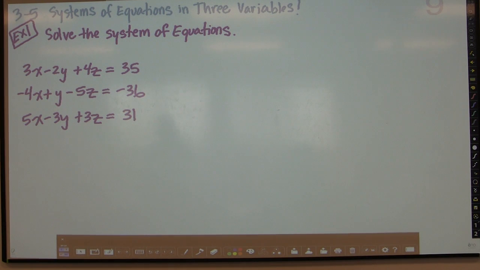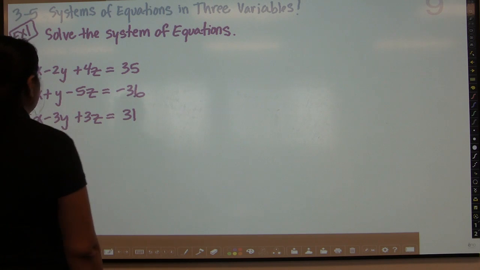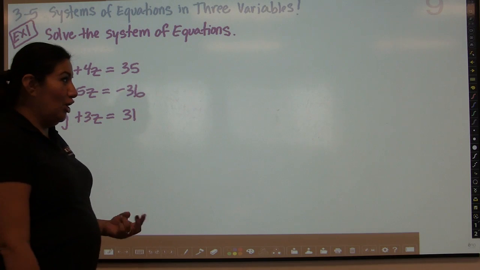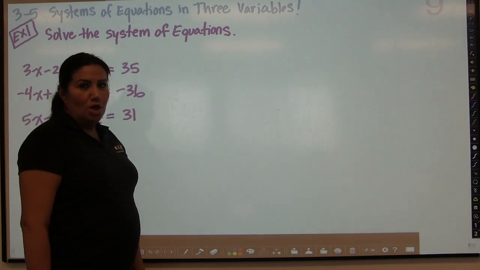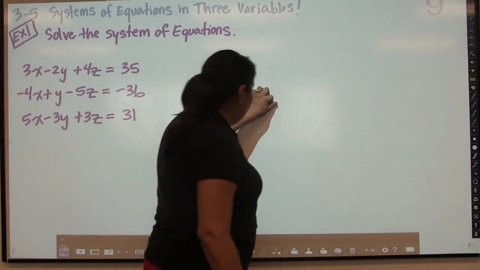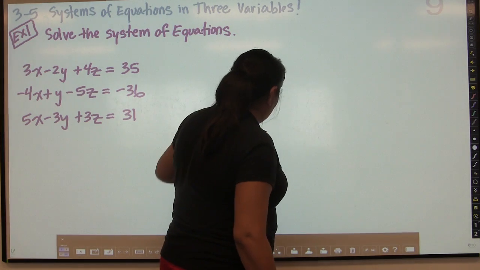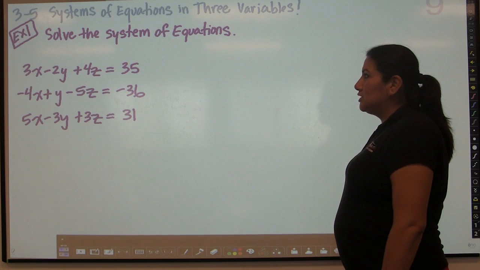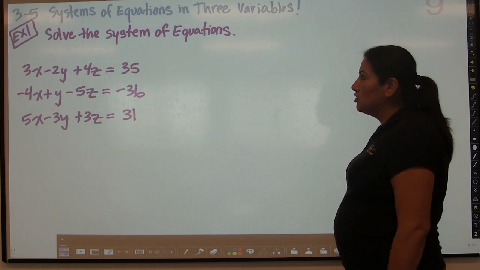Hello there, this is a video for Algebra 2. It's Chapter 3, Section 5, Systems of Equations in 3 variables. And if you thought elimination was complicated with 2 variables, well, hold on to your chair. This is like elimination on steroids. So, have no fear, I will show you how this works.